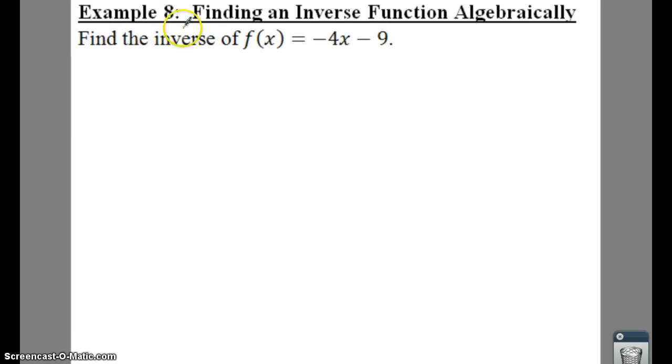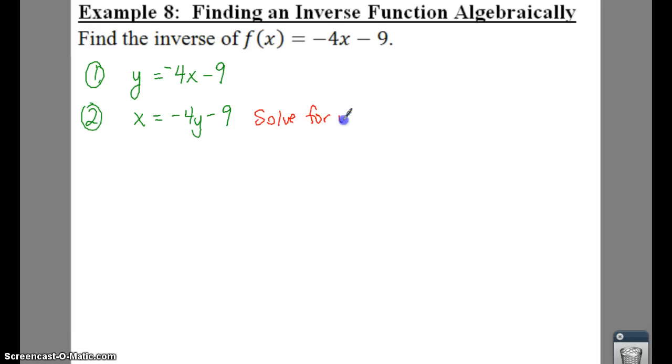Your first step: we take our f of x, negative 4x minus 9, and switch your f of x and make it a y. Your second step is to exchange your x and y, and then solve for y. So at this point, you're just going to solve this equation for y. In order to do that, we're going to add 9 to both sides.